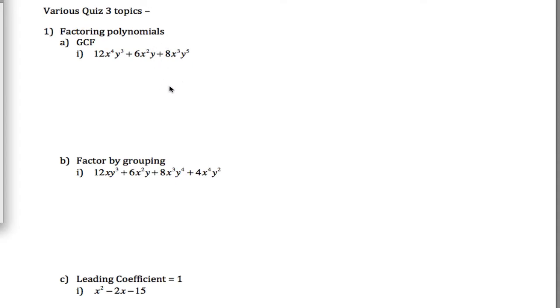Factoring polynomials is kind of a meaty topic because there's a lot of different ways to do it depending on what you have. One case is just to look for the greatest common factor. Look at your 3 terms, the terms are the things that are separated by pluses and minuses, and see what they have in common. What I mean is 2 goes into 12, 2 goes into 6, and 2 goes into 8. So I can factor out a 2 from all 3 of these terms.